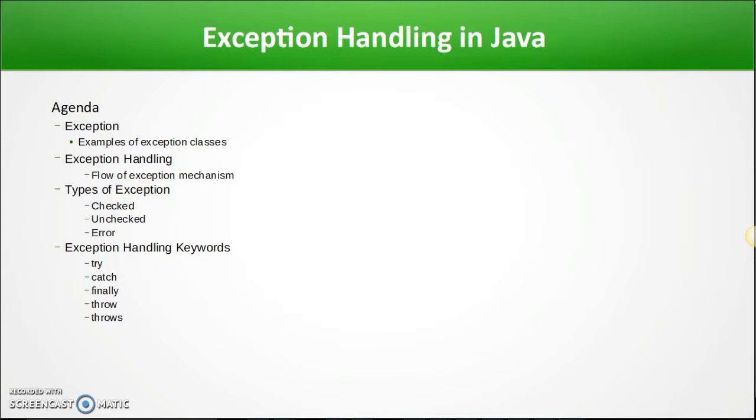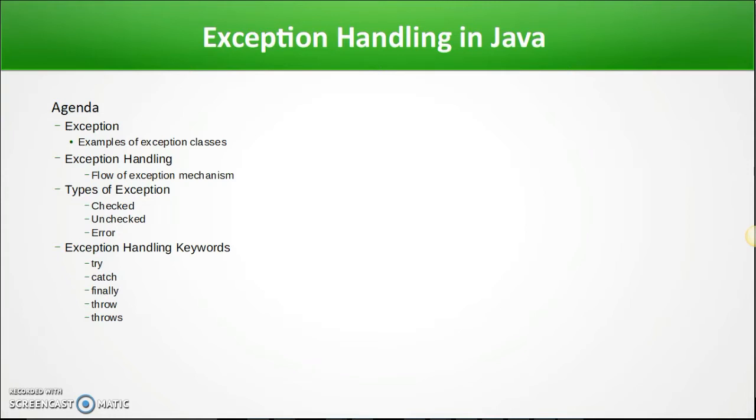The second thing is exception handling. Here we will see what approach or process we follow to handle the exception, and also the flow of the exception mechanism. In the third topic we will discuss types of exceptions. Here we will see the pictorial representation of all the exceptions. Types of exceptions means how we categorize all the exceptions, like checked exceptions, unchecked exceptions, or errors.